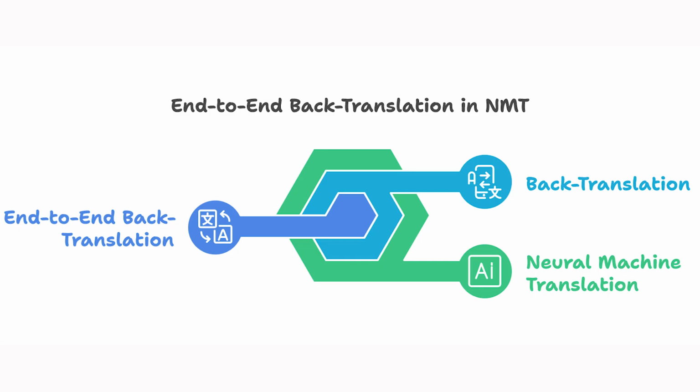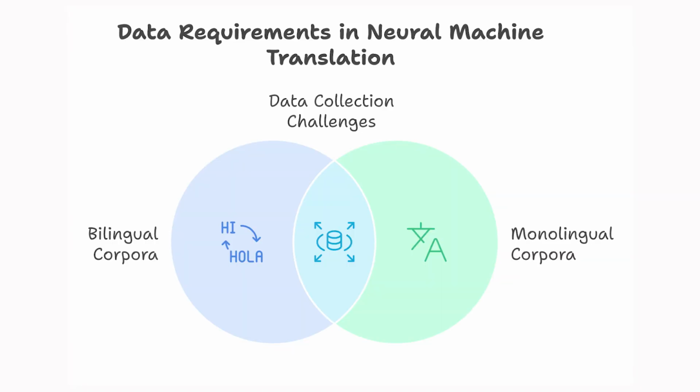Hey everyone! Today, we're diving into the fascinating world of neural machine translation, or NMT, and exploring a technique called backtranslation. But we're not just scratching the surface, we're going deep into a new approach called end-to-end backtranslation. So, what exactly is neural machine translation? Simply put, it's using neural networks to automatically translate text from one language to another. Think Google Translate, but powered by some seriously clever AI.